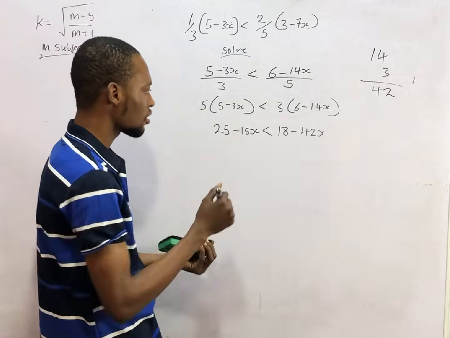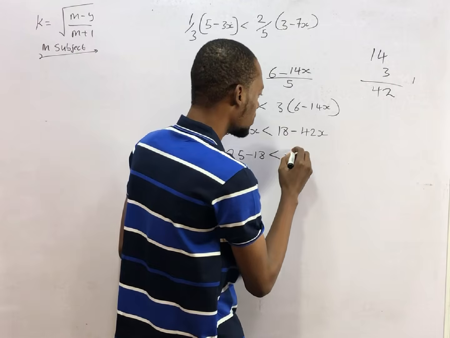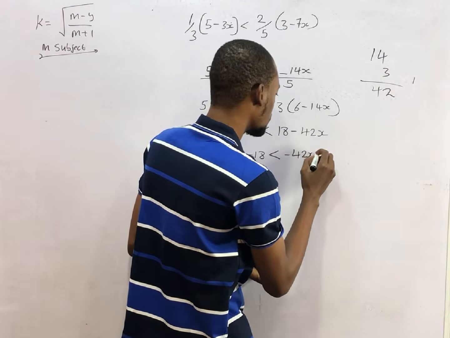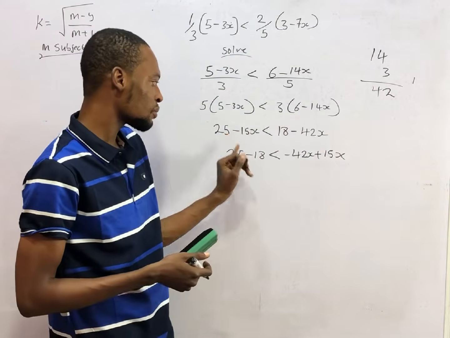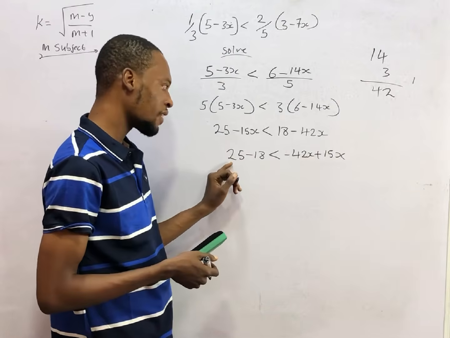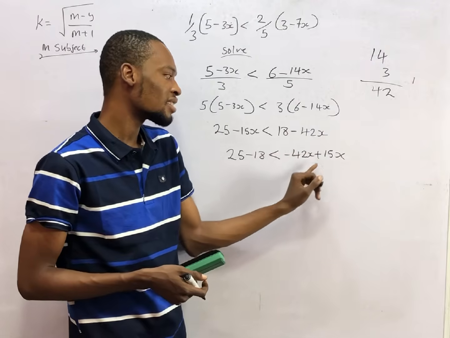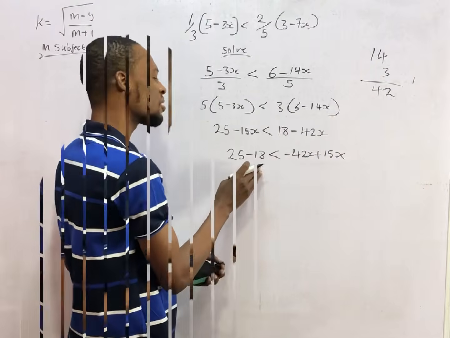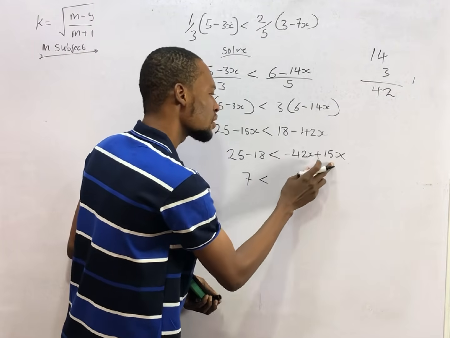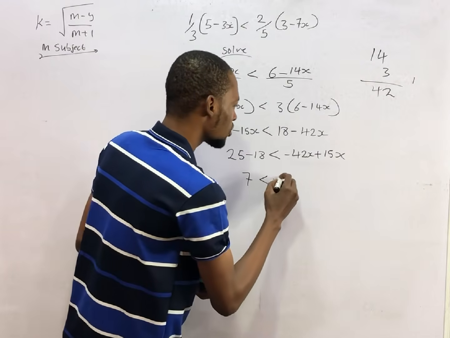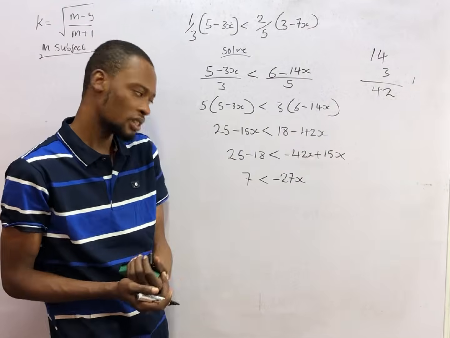Collecting like terms, 25 minus 18 is lesser than minus 42s plus 15s. As 18 crosses the inequality sign, it becomes minus 18 to meet 25. And as minus 15s crosses to meet minus 42s, it becomes positive. 25 minus 18 will give you 7, is lesser than minus 42s plus 15s, that will give you minus 27s. To get s, we divide both sides by minus 27.